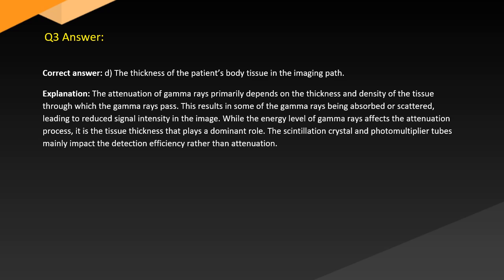Answer. Correct answer: D. The thickness of the patient's body tissue in the imaging path. Explanation. The attenuation of gamma rays primarily depends on the thickness and density of the tissue through which the gamma rays pass. This results in some of the gamma rays being absorbed or scattered, leading to reduced signal intensity in the image. While the energy level of gamma rays affects the attenuation process, it is the tissue thickness that plays the dominant role. The scintillation crystal and photomultiplier tubes mainly impact the detection efficiency rather than attenuation.